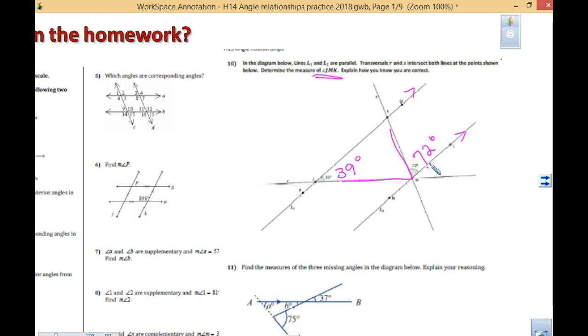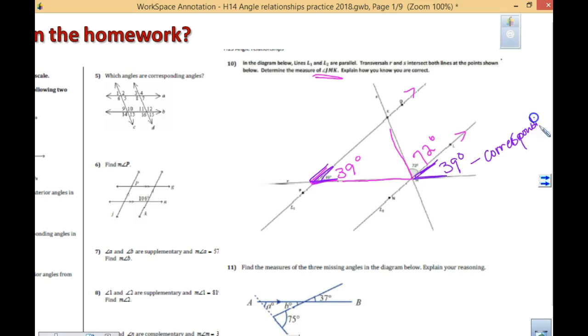Okay? So if this angle is 39, right here, what do we know about this angle over here? So if I have this angle being 39, what do I know about this angle? 39. Has to be 39, because what kind of angles are they? External. They correspond. Okay? So this one is 39 because it's a corresponding angle.